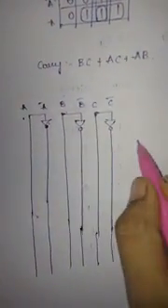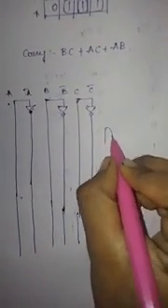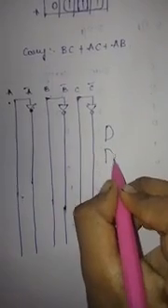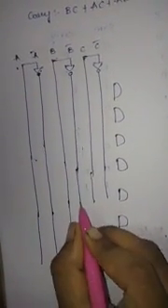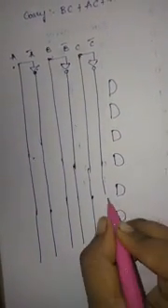Here we connect the NOT gates to get the complement of A. Then 1, 2, 3, 4 AND gates, first for sum, and 1, 2, 3 AND gates for carry. Now we have to connect the inputs.